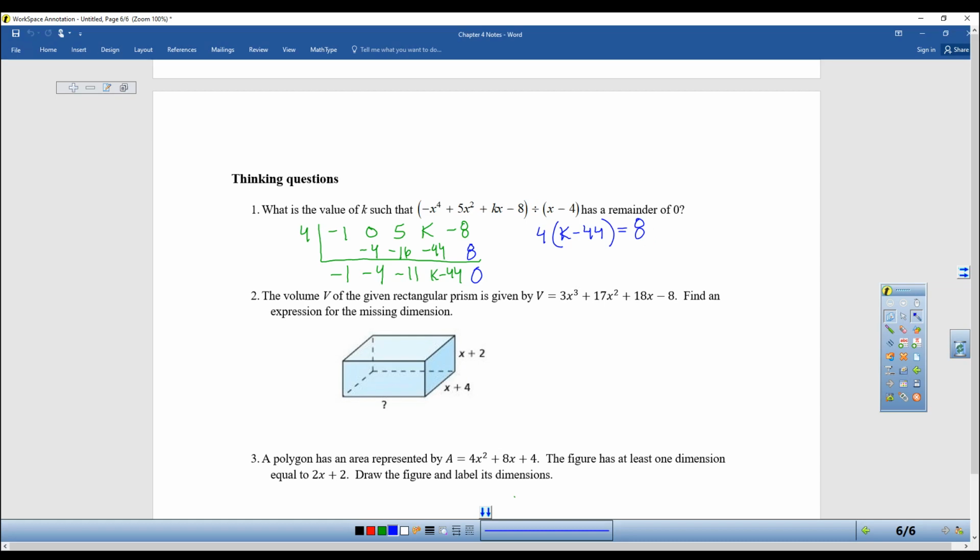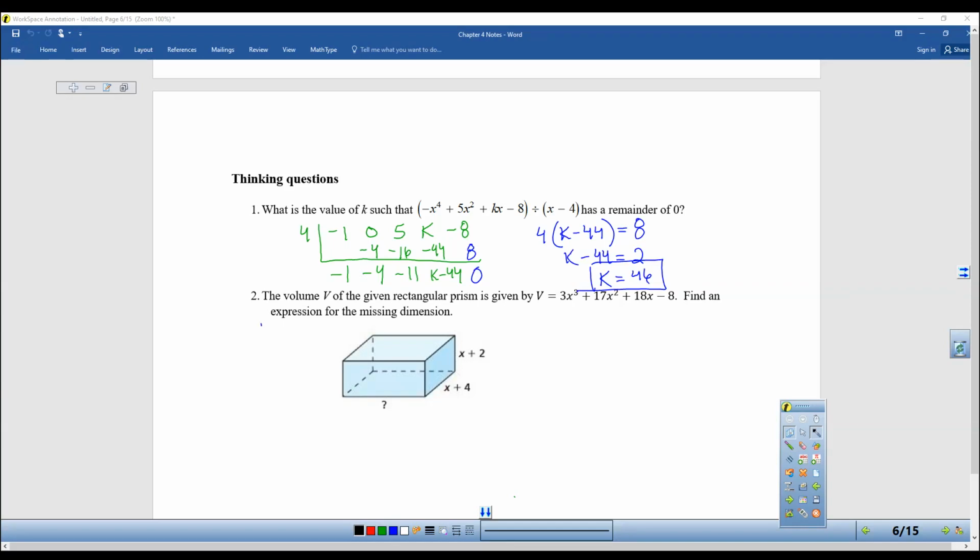Now your first instinct might be to distribute, which is, by the way, totally great. But I'm going to let you think outside the box a little bit. I would actually divide by 4 first. K minus 44 is equal to 2. And the math was a little easier. Add 2 to 44, and you get k is equal to 46. And of course, this is super easy to check just by putting a 46 right in there.